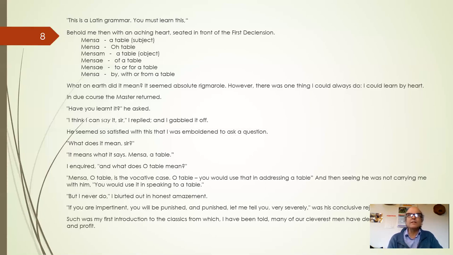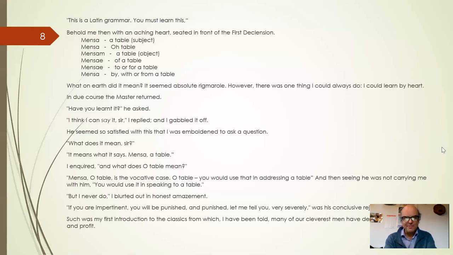Just remember that. What does it mean? We'll come back to that in a minute. "It means what it says, mensa, a table." I inquired, "But what does O table mean?" "Mensa, O table, is the vocative case." This is the teacher speaking, right? "O table. You would use that in addressing a table, in speaking to a table." "But I never do," I blurted out in honest amazement.